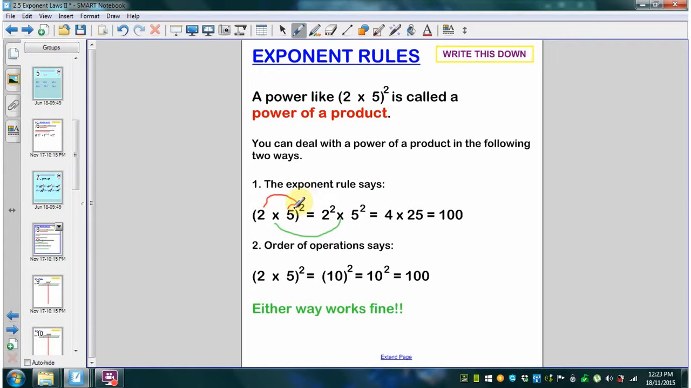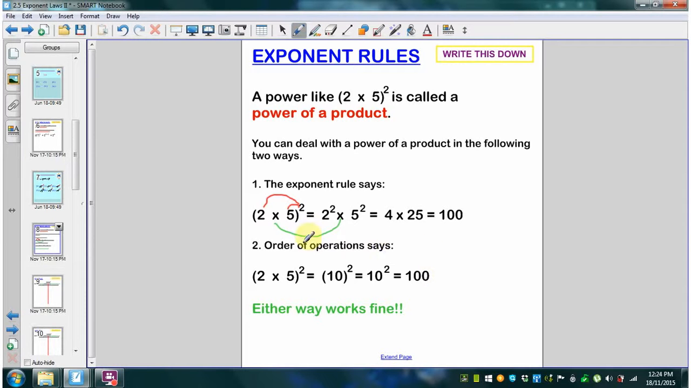And all that rule says is that when you have a product in here, you can take your exponent and bring it to the first one, keep your sign, bring it to the second one. Okay? So the second way you can deal with this is a way you're more familiar with because it's using the order of operations. Okay, so order of operations says we do our brackets before our exponents. So 2 times 5, we do that first. That equals 10. We have to bring over our exponent here. So that's 10 squared or 100. Both ways give you the right answer.